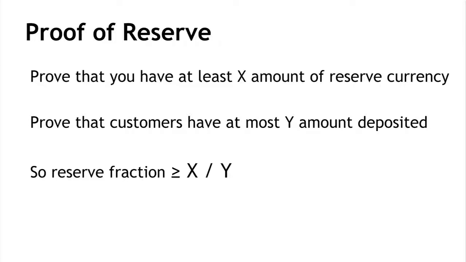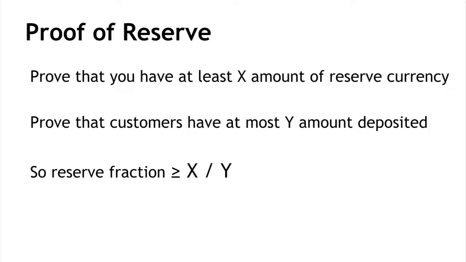Now let's review. First they've proven that they have at least X amount of reserve currency by doing a self-transaction of X amount. Then they've proven that their customers have at most an amount Y deposited. And of course they can claim that in the other direction as well. So what that means is that the reserve fraction, if they report it exactly accurately, is X over Y. If in fact X is larger, then the reserve fraction is larger than they're claiming. Or if Y is smaller, then the reserve fraction, because this is in the denominator, is also larger than they're claiming.